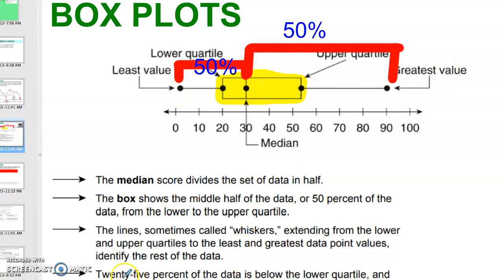The last bullet point here, it says 25% of the data is below the lower quartile and 25% of the data is above the upper quartile. So that just goes back to talking about that each part of this is 25%. So here to here is 25. From here to here is 25. From here to here is 25. From here to here is 25% of the data. 25 plus 25 plus 25 plus 25, that's 100% of the data. Okay?